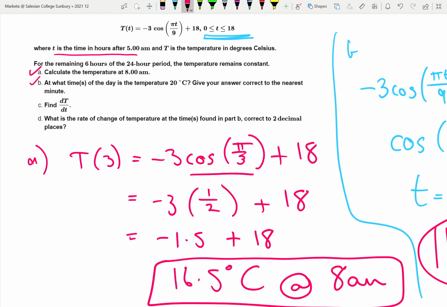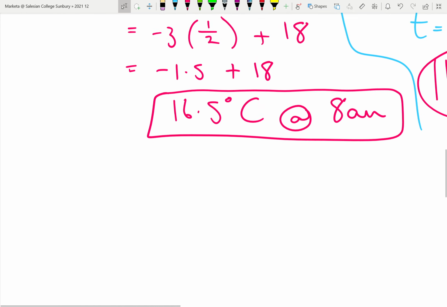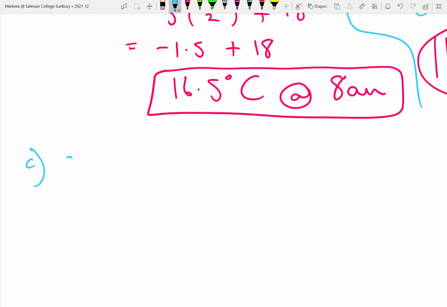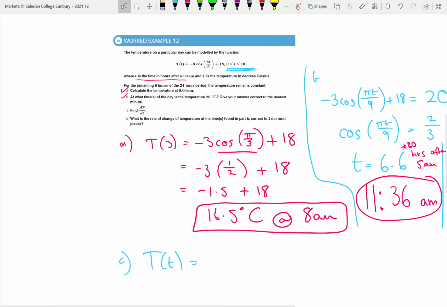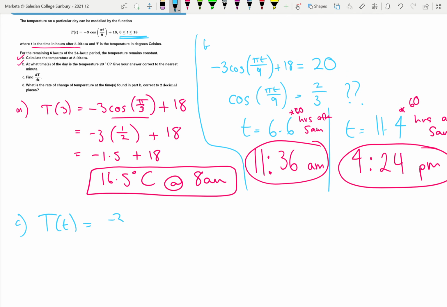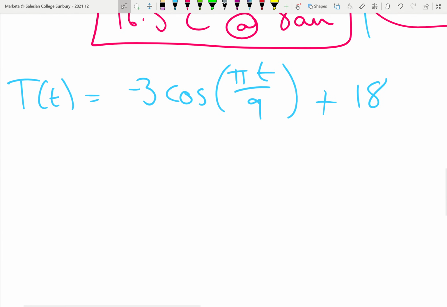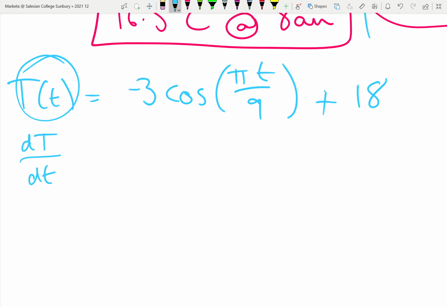All right, find dT over dt. Well, that's not too bad. Oh, I better write the actual function there. T equals negative 3 cos pi t on 9 plus 18. Okay, so let's do now dT on dt, which actually really I would probably call it T dash of t because it's in this form. But look, they've asked us to do it like that, so I will.